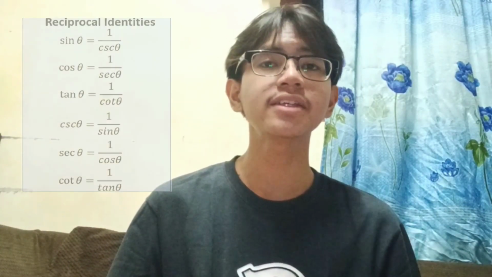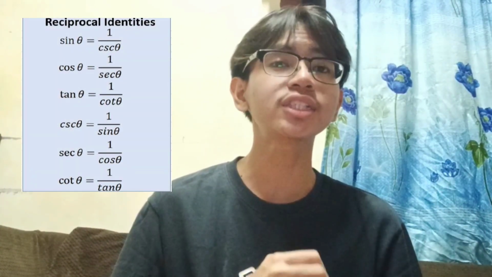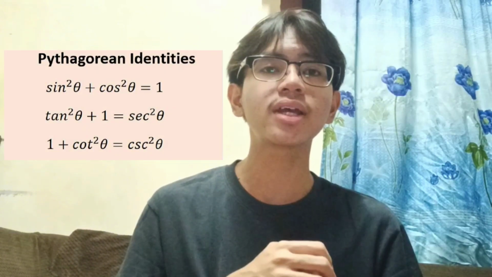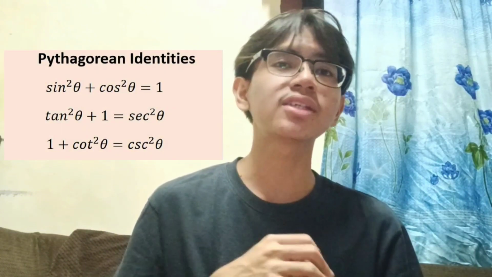Now, let me show you the list of trigonometric identities that you can use in simplifying and proving trigonometric identities. Firstly, we have reciprocal identities, which show the relationship between trigonometric functions and their reciprocals. Next, we have the quotient identities, which link the tangent and cotangent to sine and cosine. And finally, the Pythagorean identities, which are based on the Pythagorean theorem.